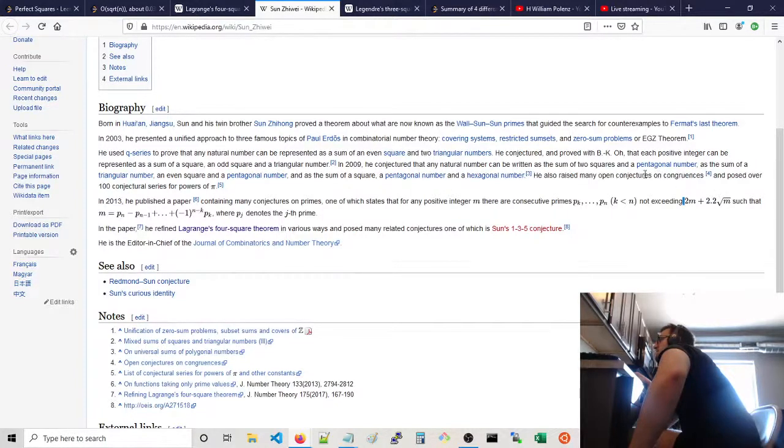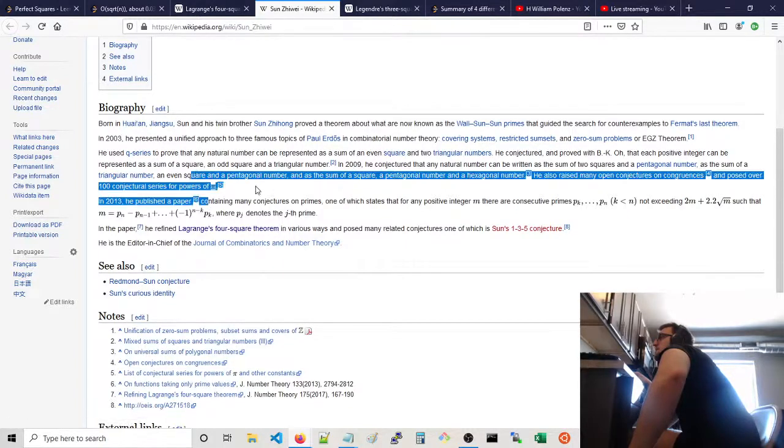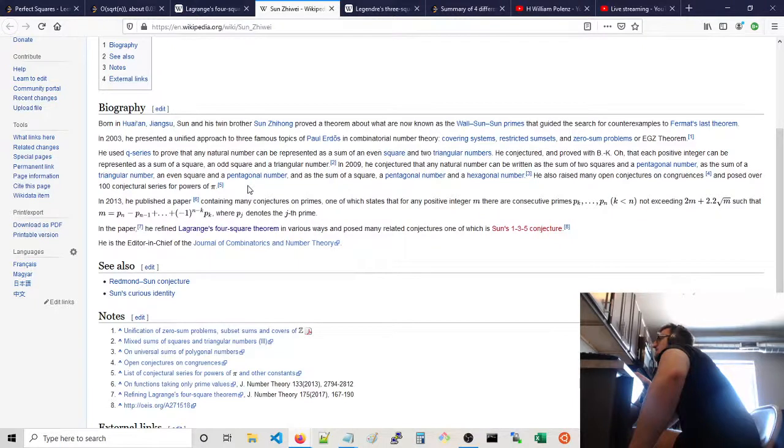Many open conjectures on congruences. A hundred conjectural series for powers of pi. Wow. In 2013, published a paper. Many conjectures on primes state that for any positive integer m, there are consecutive primes not exceeding such that m. In the paper, refined Lagrange's four-square theorem in various ways, proposed many related conjectures, one of which is Sun's 1 through 5.